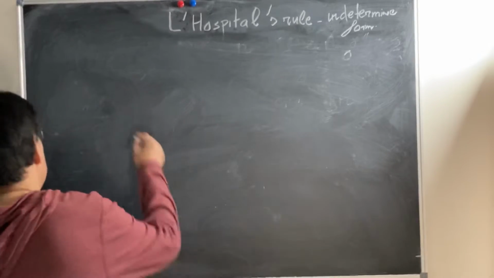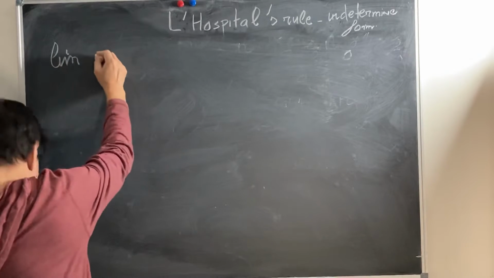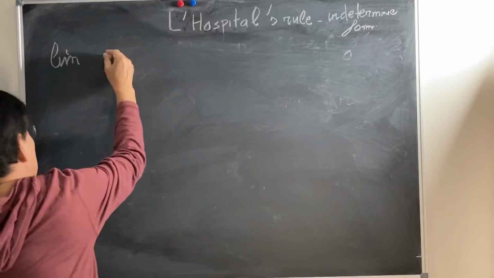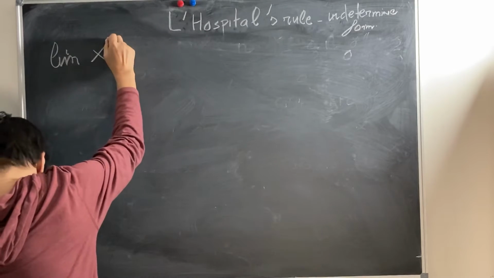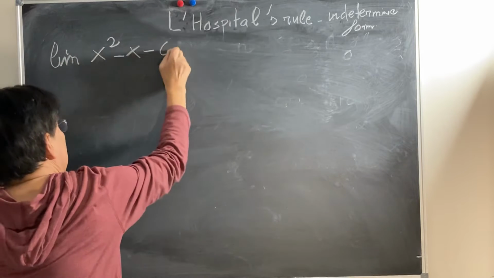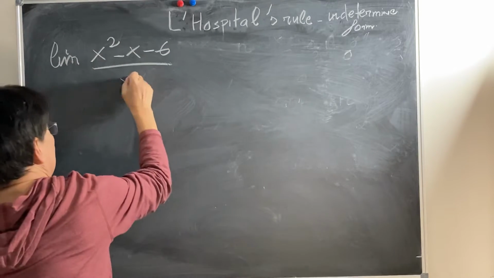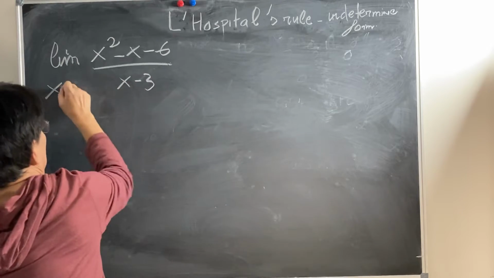Let's go to the next example: the limit of x squared minus x minus 6 divided by x minus 3, as x goes to 3.